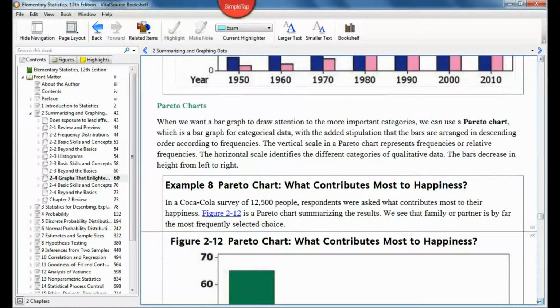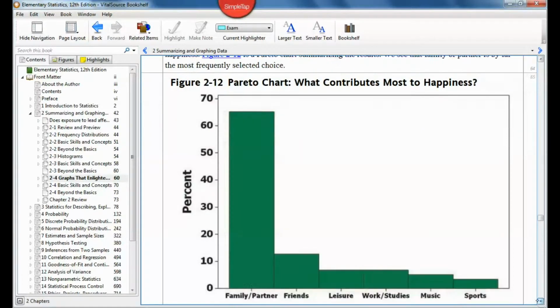Pareto chart. When we want a bar graph to draw attention to the more important categories, we can use the Pareto chart, which is a bar graph for categorical data. You can see this chart is a Pareto chart, and it emphasizes these qualitative topics down here. When you want to do something like that, you can make a bar graph called a Pareto chart. Nothing fancy. They could be in any order at all. They just did it this way to catch your eye so that you can see this is larger here. And then you'd see, okay, well that's what contributes to happiness the most.